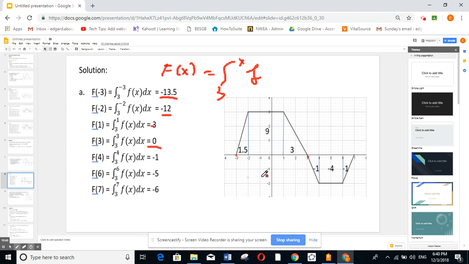And I want F of 4. It will be from 3 till 4, so it will be minus 1. From 3 till 6, it will be minus 1 minus 4, which is minus 5. And F of 7 will be minus 1 minus 4 minus 1, which is minus 6.